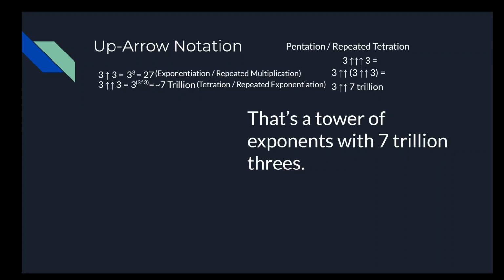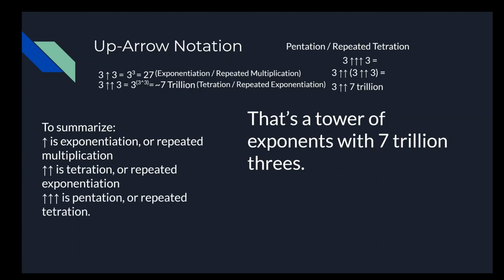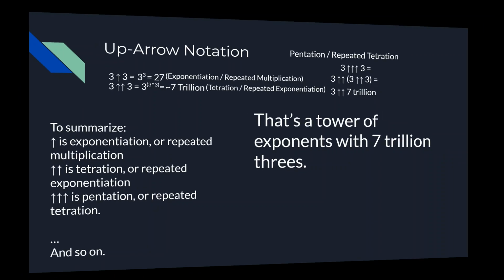7 trillion 3s. To summarize, 1 arrow is exponentiation, or repeated multiplication. 2 arrows is tetration, or repeated exponentiation. 3 arrows is pentation, or repeated tetration. 4 arrows is repeated pentation, also known as hextation, and you can keep doing this, and so on and so forth.